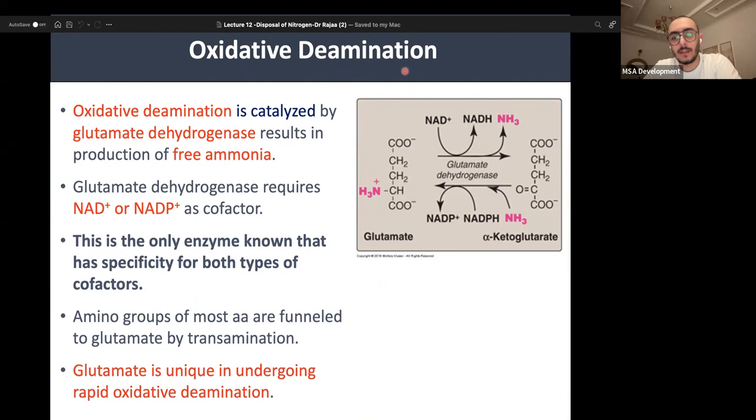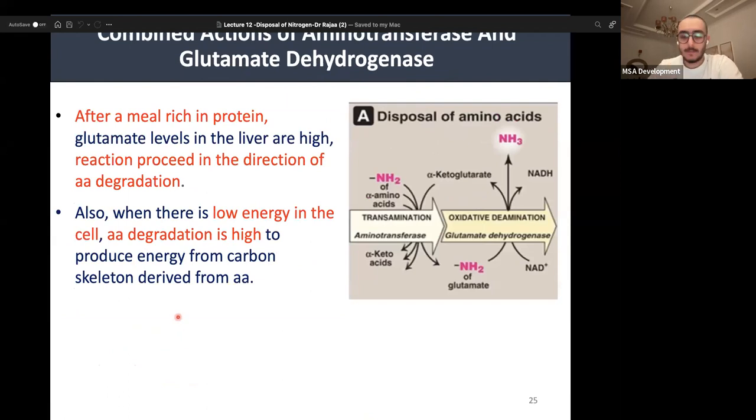This reaction is called oxidative deamination, and this enzyme, which is glutamate dehydrogenase, requires one of two cofactors, NADP or NAD. This is basically what oxidative deamination is. You see, it's only one slide. That's how easy it is.